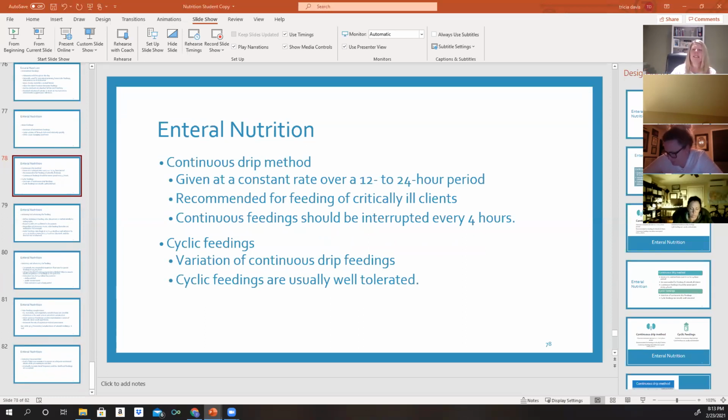So then we have that continuous drip method that would be on the Kangaroo pump. We're giving it at a consistent rate over a 12 or a 24-hour period. It is recommended for patients who are critically ill. They're not really getting out of bed. It's convenient. Continuous feedings should be interrupted every 24 hours.